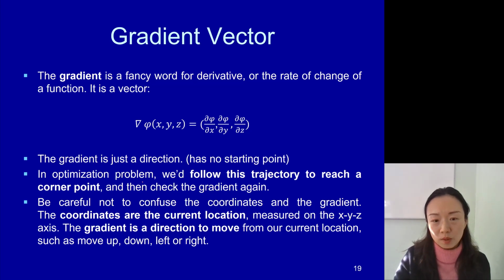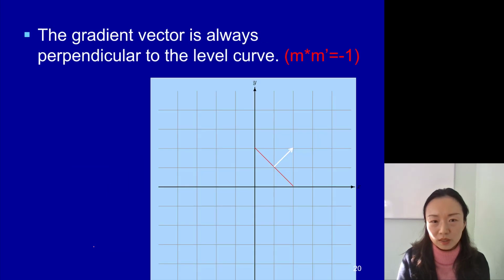In optimization problems, we would follow this trajectory to reach a corner point and then check the gradient again. Be careful not to confuse the coordinates and the gradient. The coordinates are the current location, so your x1, x2 value, measured on those axes. And the gradient is a direction to move from our current location, such as move up, down, left, or right. And once we know this concept of a gradient, we're going to use it to identify which way to move once we have our level curve.